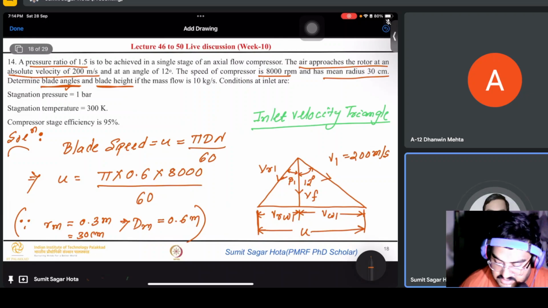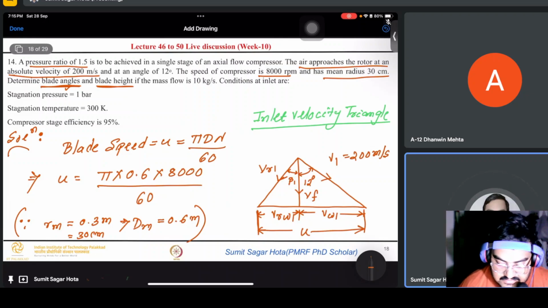The blade height is the change in the diameter between the inlet and exit. So the change in radius, that is r2 minus r1. That is the height of the blade, or d2 by 2 minus d1 by 2. So d2 minus d1 by 2 we need to find out. So that is the next task.